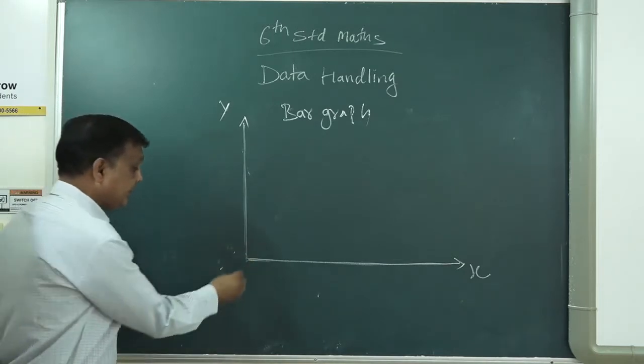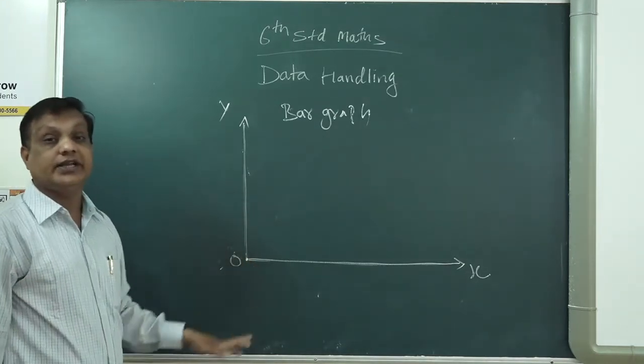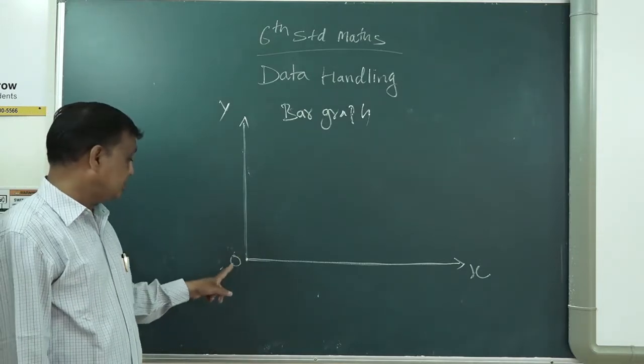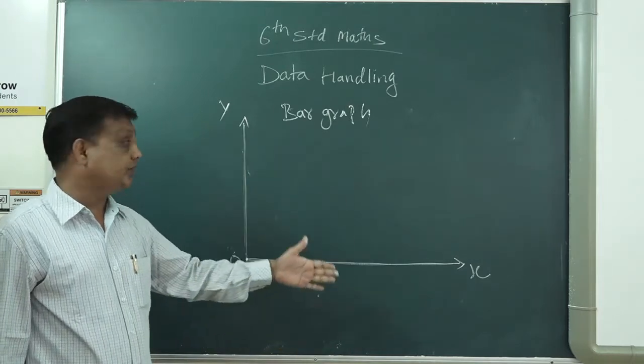After putting that, wherever both lines are meeting, that is the origin, the starting point, you have to put 0 there. This is the starting point 0. Now whatever information is given, you draw that information.